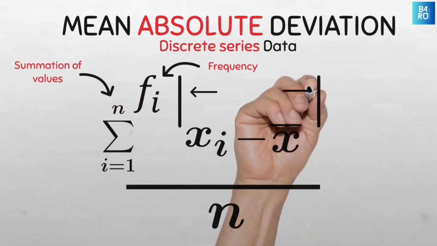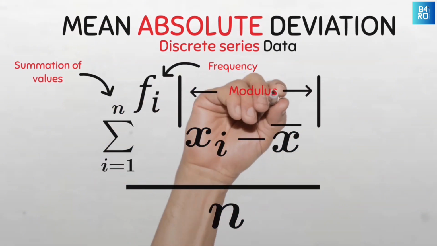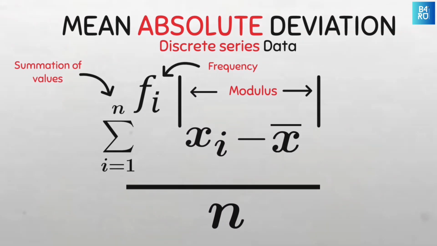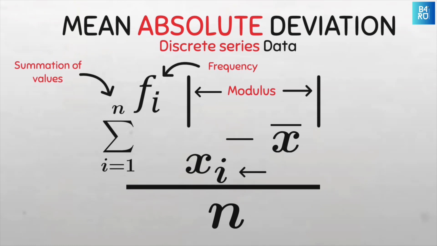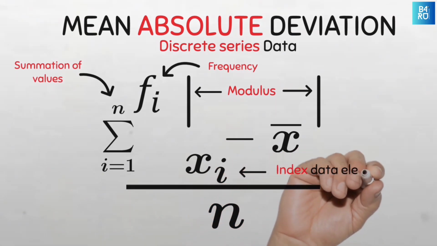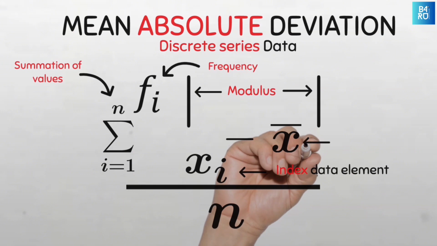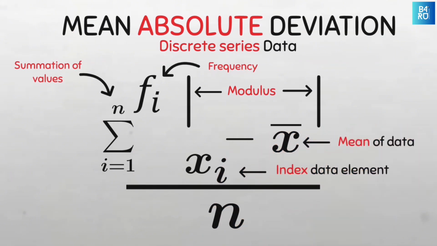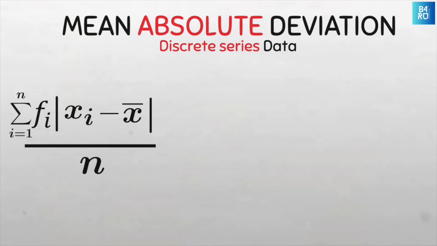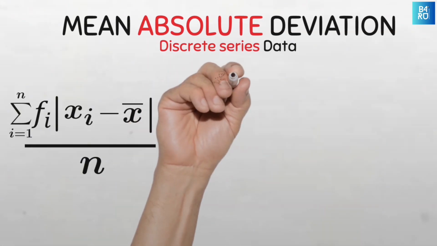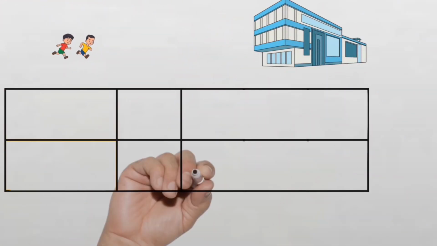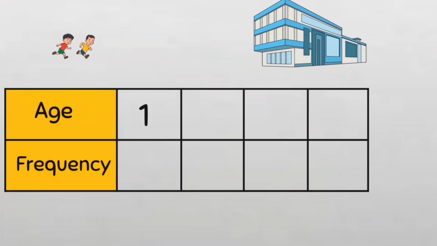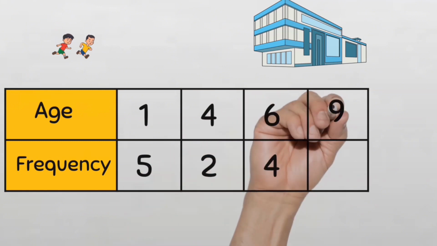These double lines are called modulus. They represent the absolute value of whatever is within them. X subscript i is the value of the ith data element, meaning the value of the index data element. X bar is the mean of the discrete series, which has its separate formula, and n is the number of data values. Now let's use this formula to find the mean deviation of this data set of the ages of all the 14 children who attended a nutritional clinic in Sama Rosaria on the 27th of January 2025.